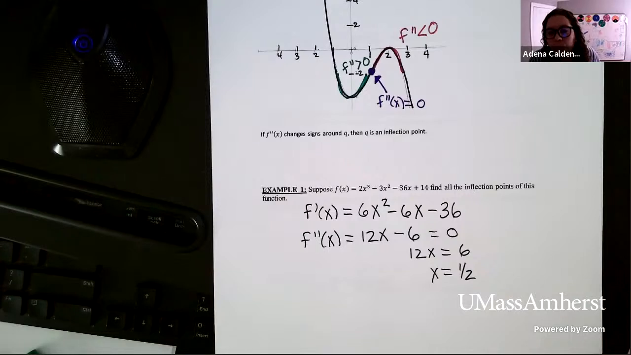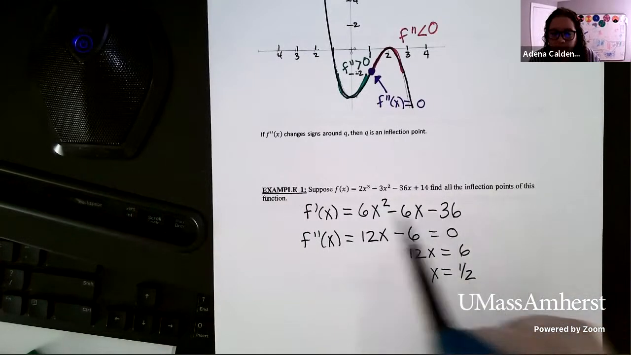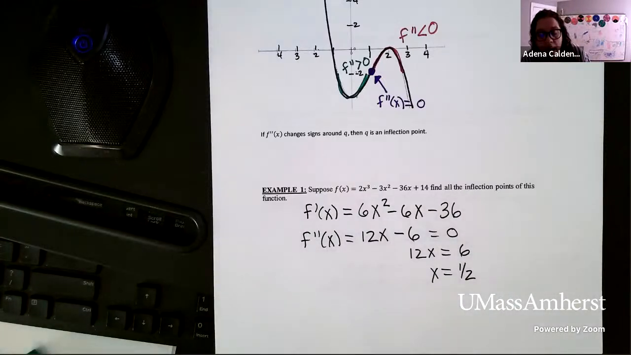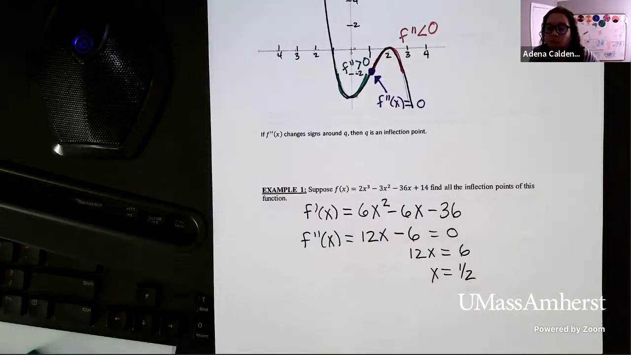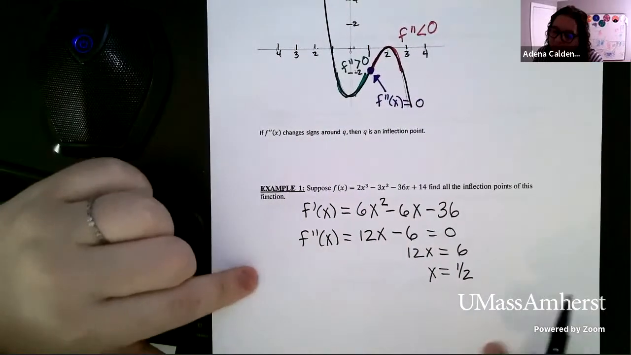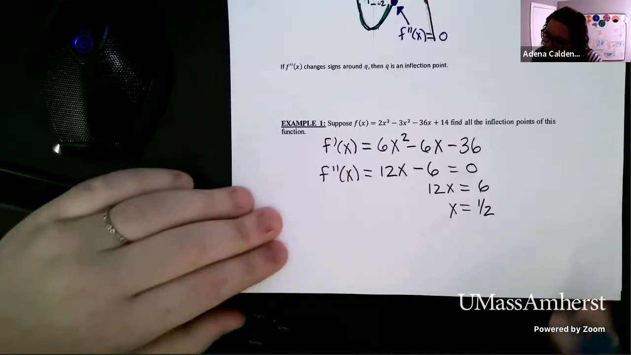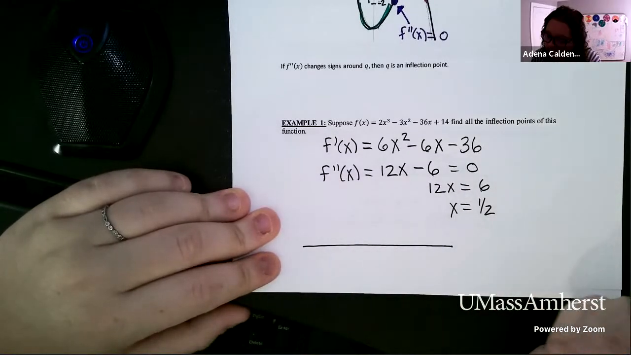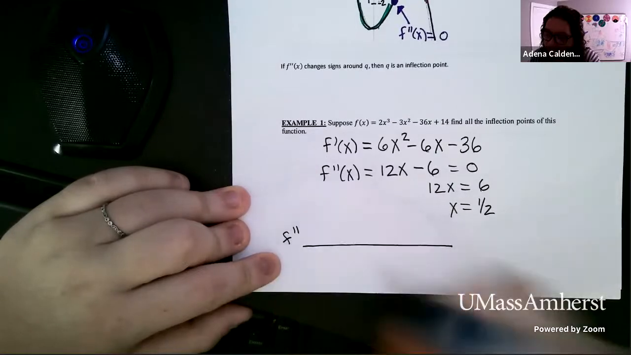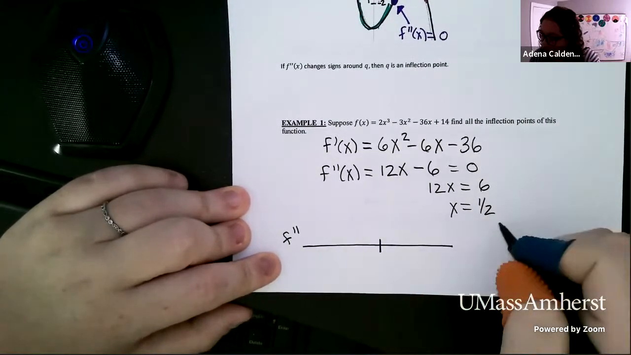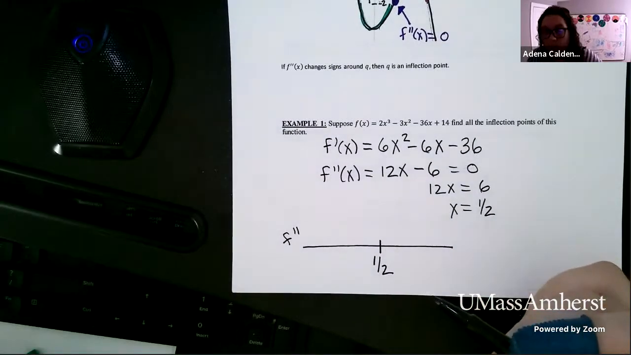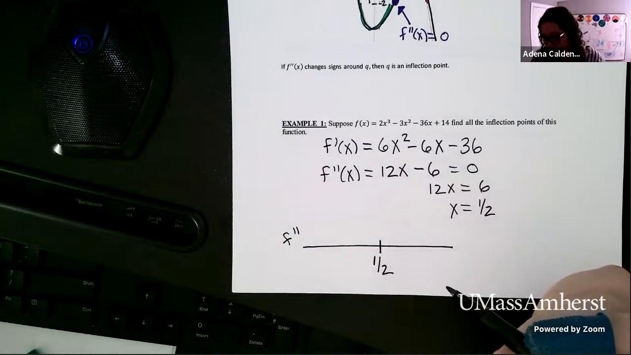So if we have an inflection point, then we will find a potential place for it when the second derivative equals 0. However, we need to make sure that we check if it's actually an inflection point. So once we get any candidates for an inflection point, we're going to do something similar to the first derivative test that we were talking about last time. We're going to create a number line on the second derivative, and we're going to put all our possible inflection points. Here there's only one, so that makes it a little bit less arduous, less steps, right?